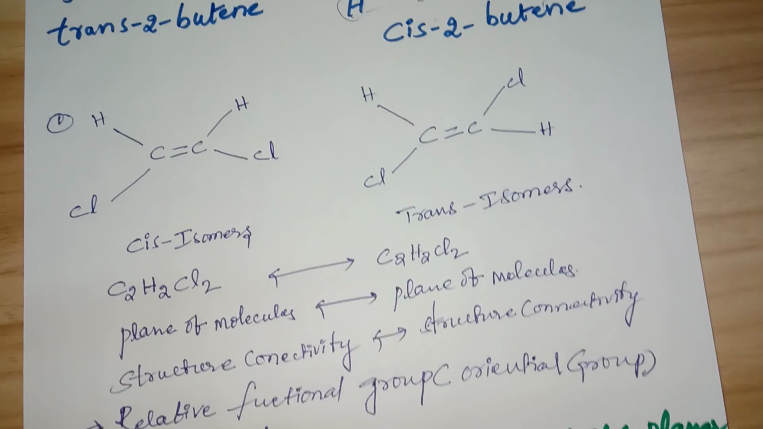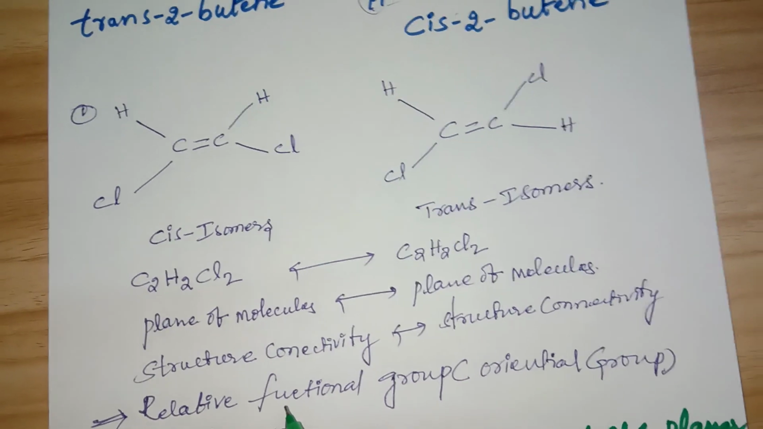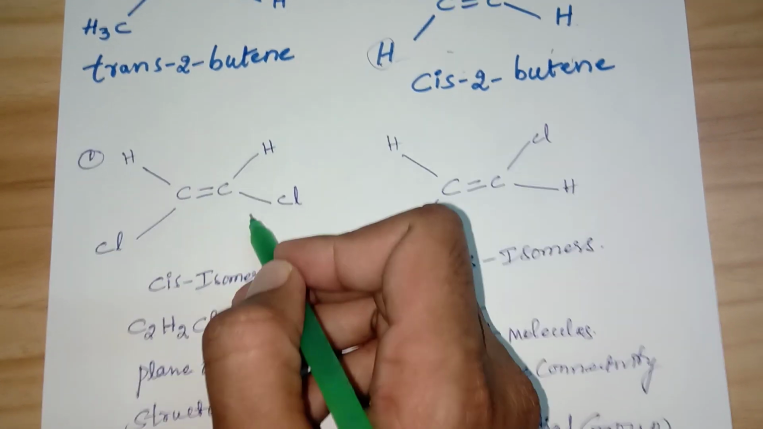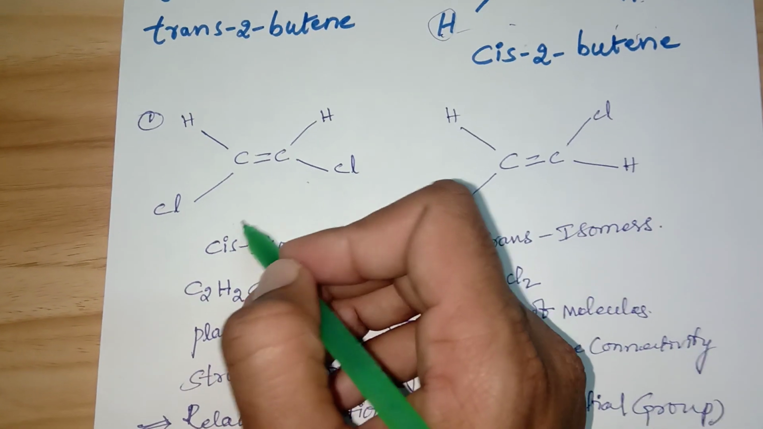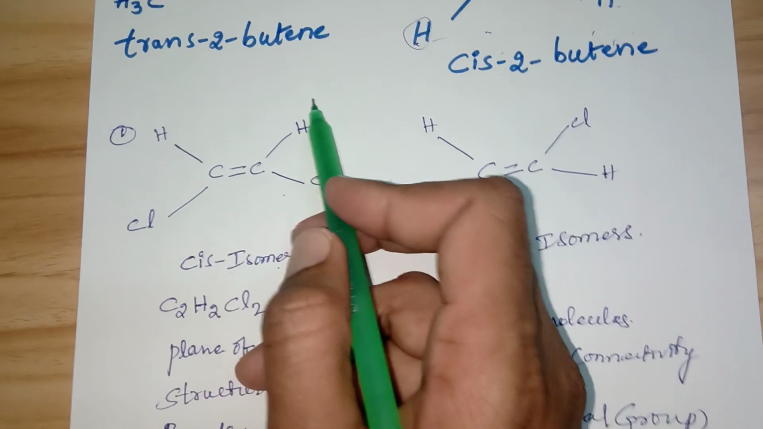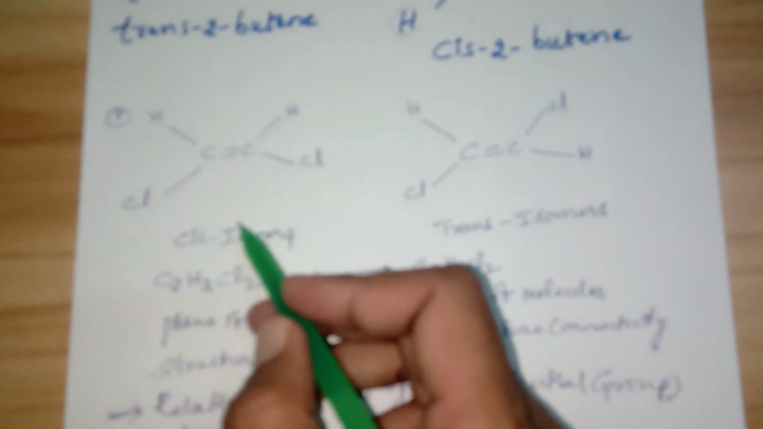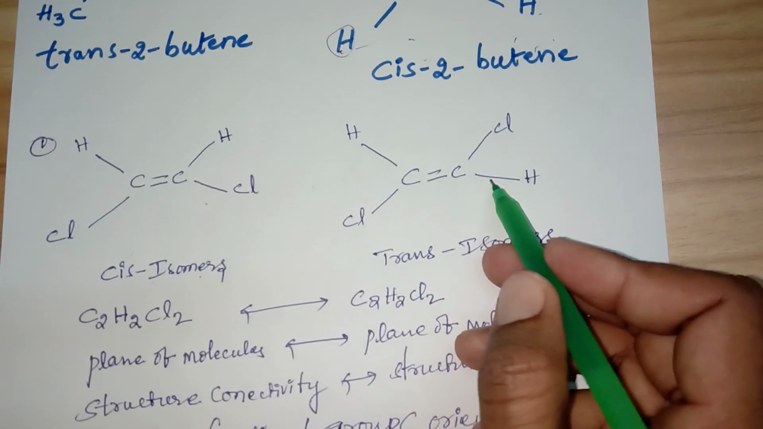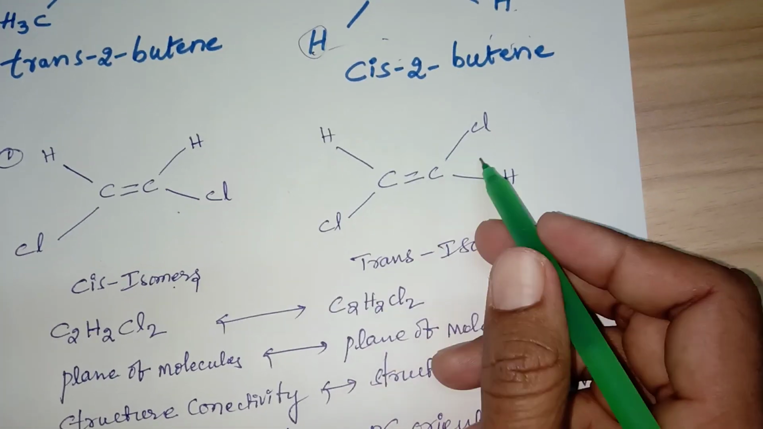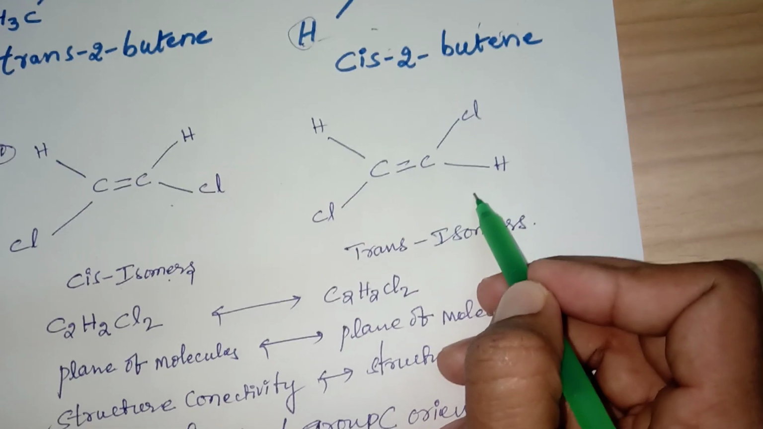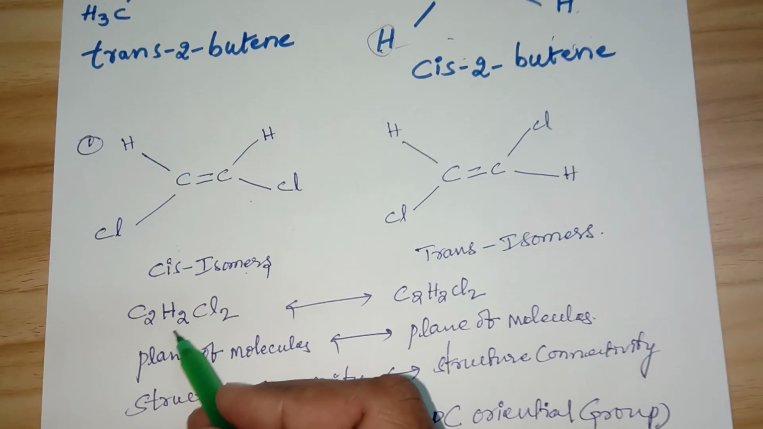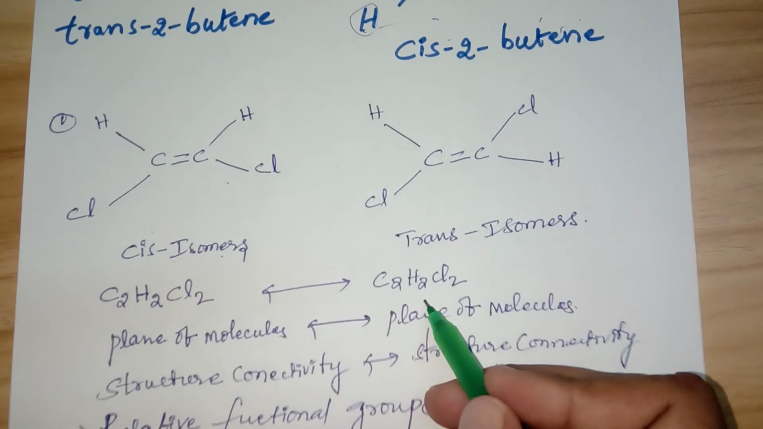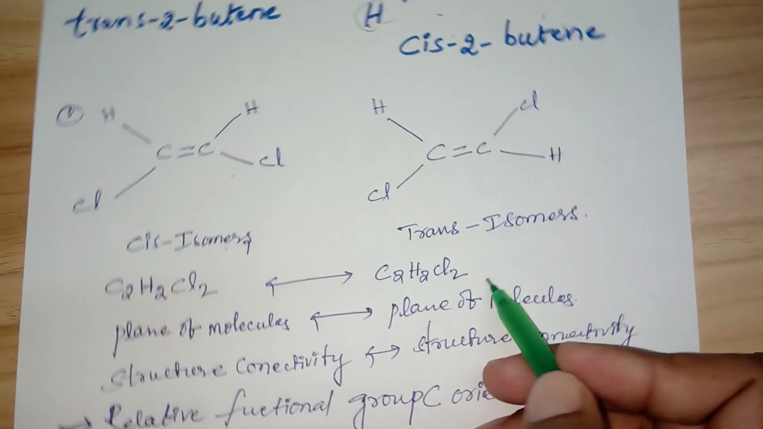Then, coming to another example of geometrical isomers, the cis isomer. You can see the carbon double bond, and the chlorines are on the same side and the hydrogens are on the same side, so it is the cis isomer. In the other, the chlorines are in opposite directions and the hydrogens are in opposite directions. So the molecular formula is the same, C2H2Cl2, and this molecule is also H2C2Cl2.